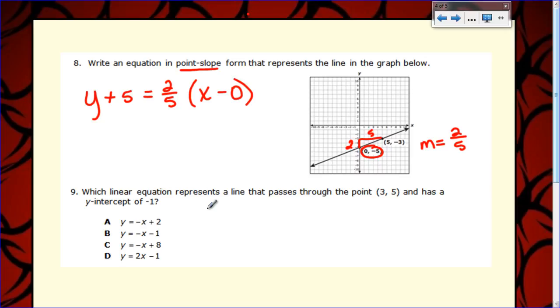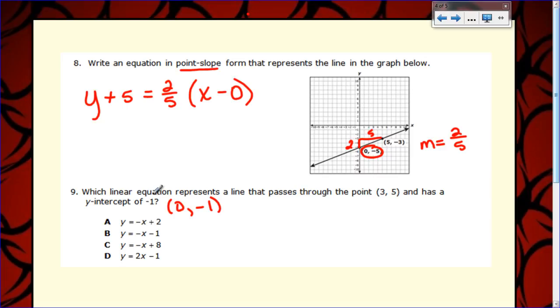Number 9 here says, which linear equation represents a line that passes through the point (3, 5) and has a y-intercept of -1? Well, they don't give us a whole lot of information here. I actually have 2 points. I have (3, 5) and I have the y-intercept. If you remember, the y-intercept is always (0, the number), so it's at (0, -1). And I can use that to find my slope.